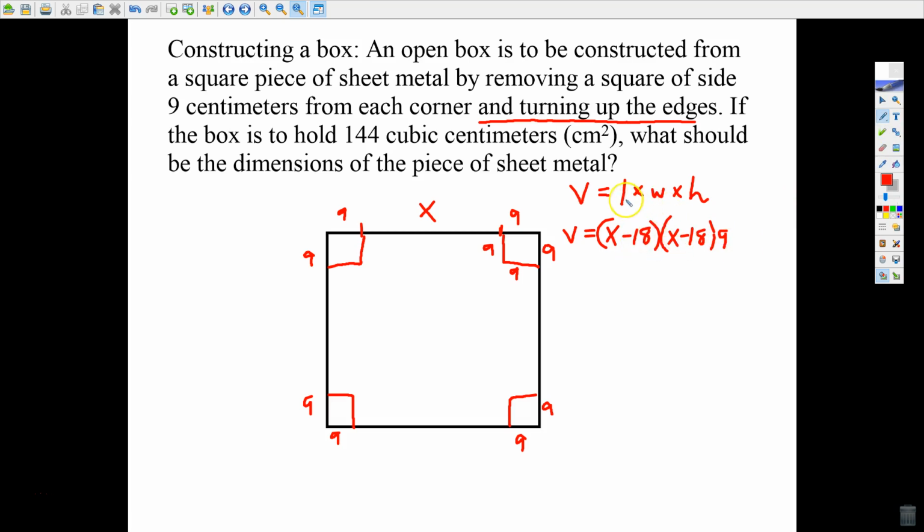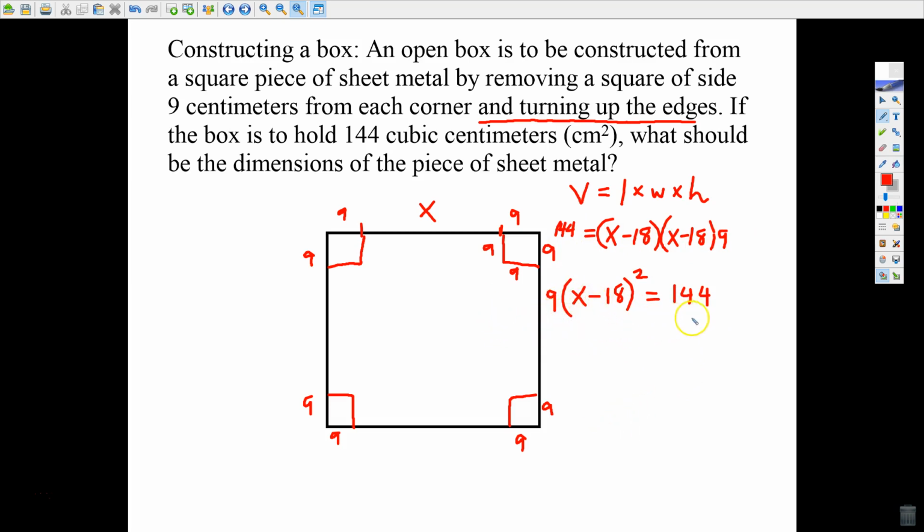All these multiplied together, length times width times height, should equal the volume, and we're told that the volume is 144 cubic centimeters. Another way of representing this: since it's x minus 18 times itself, we could write this equation as 9 times x minus 18 quantity squared is equal to 144. And so now we'll solve for x.